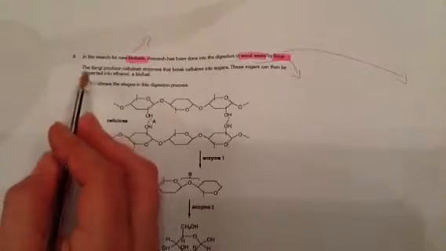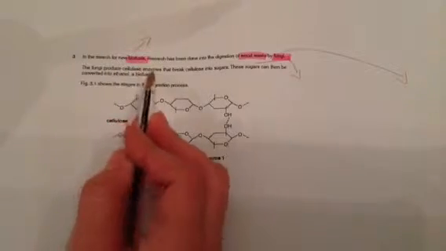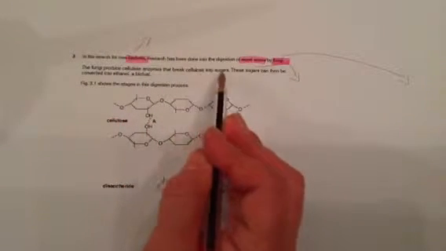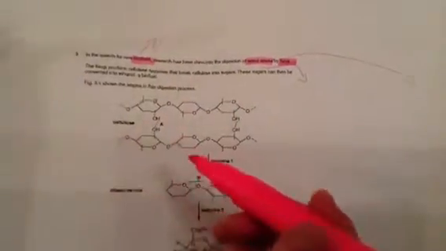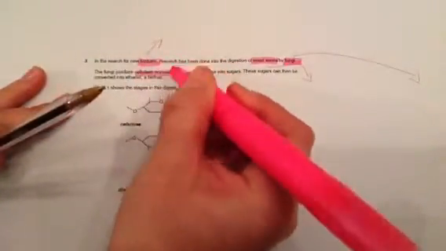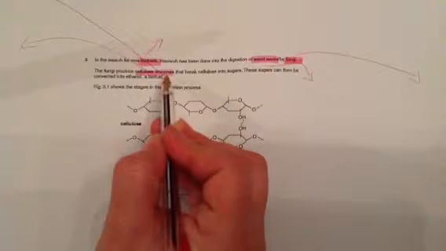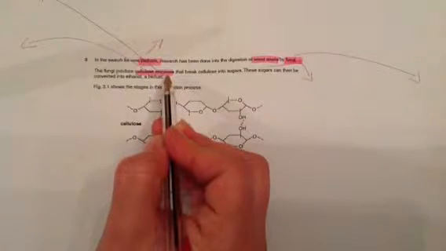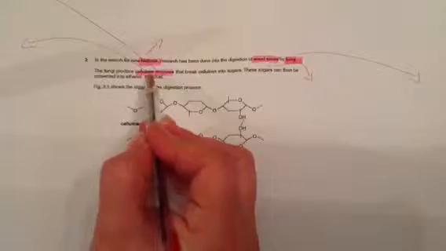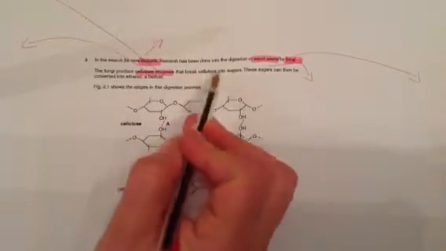Okay, so next part of the question. The fungi produce cellulase enzymes that break cellulose into sugars. Okay, so let's think about this. Cellulase enzymes. Okay, so cellulase is an enzyme that you've not heard of before. You certainly know what enzymes are. So two things there. Specifically cellulase as an enzyme and enzymes. What basic information do you already know about enzymes? Now it tells you that cellulase breaks cellulose into sugars. So that's important information there.